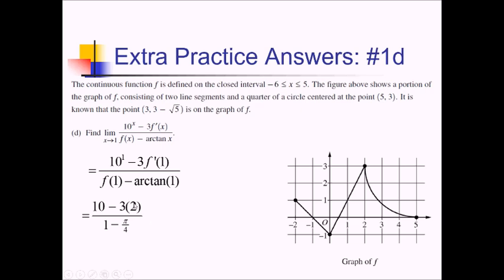But if we simplify, we could make this 10 minus 6, which is 4 in the numerator. And you could leave this, or if you wanted to simplify a little bit more because there's this fraction down here, you could multiply the numerator and the denominator by 4. That would give you 16 over 4 minus pi, and that would be equivalent. So either of these would be fully simplified.